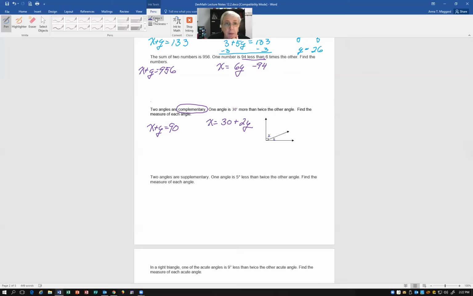Two angles are supplementary. That's a different word. What does supplementary mean? It means if you put them together, they make a straight line. It means that when you add them, you get 180. One angle is 5 less than, subtract 5. Less than what? Twice the other angle.